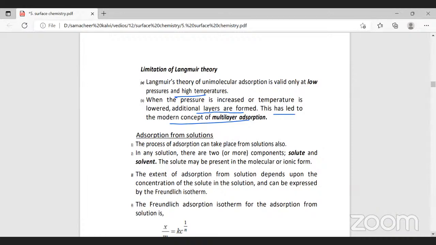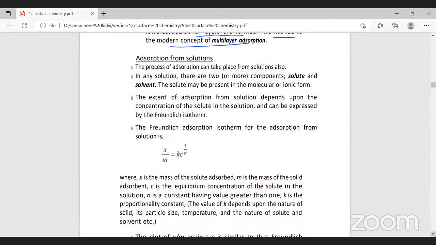Next is adsorption from solutions. We were talking henceforth about gases. Now, adsorption from solution. The process of adsorption can take place from solution also. In any solution, there are two or more components. That is, a solution is made of what? Solute and a solvent. So you have two or more components.